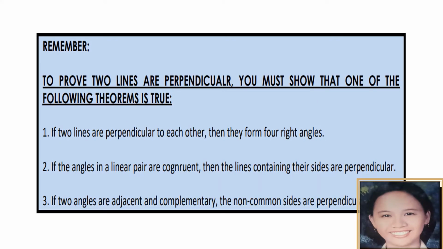To prove that two lines are perpendicular, we also have to remember the following theorems. 1. If two lines are perpendicular to each other, then they form four right angles. 2. If the angles in a linear pair are congruent, then the lines containing their sides are perpendicular. And 3. If two angles are adjacent and complementary, meaning when you add them it is equal to 90 degrees, the non-common sides are perpendicular. So let's try some examples as applications of parallelism and perpendicularity.